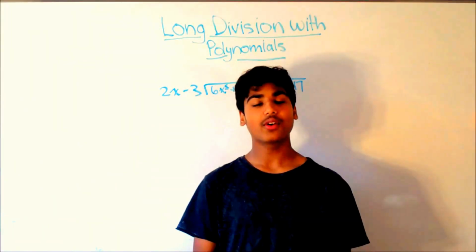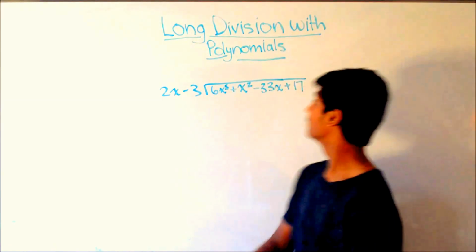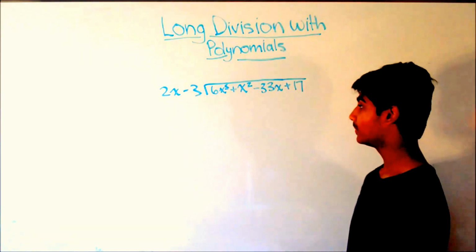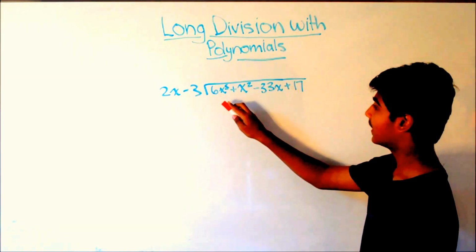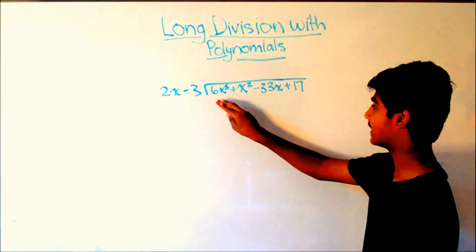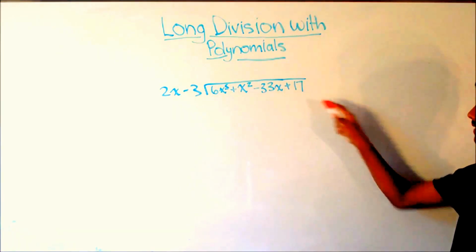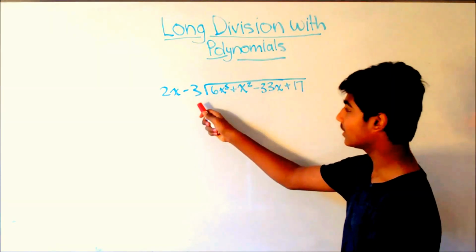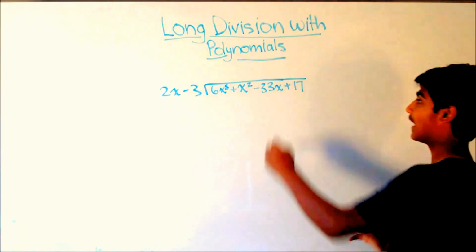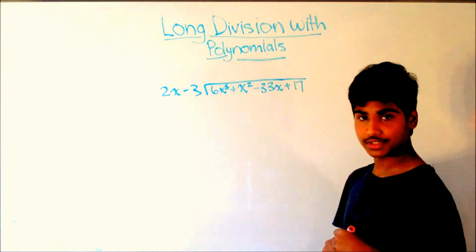Hi! Today we're going to learn about long division with polynomials. Let's say we have a problem where we have to divide 6x cubed plus x squared minus 33x plus 17 by 2x minus 3. And we have to find the quotient, which is what we get when we divide these two expressions.